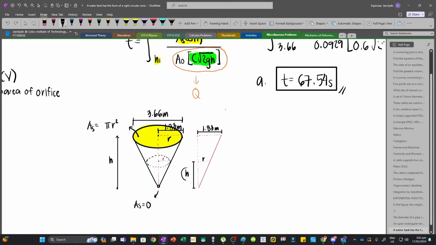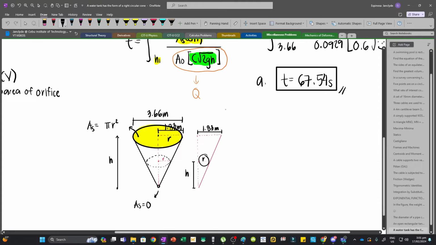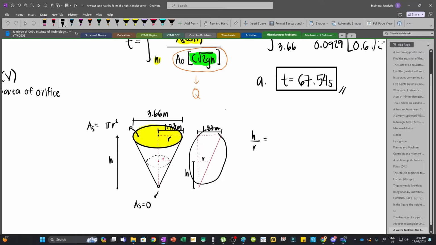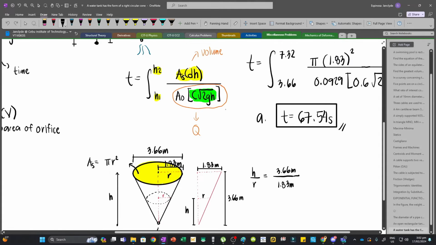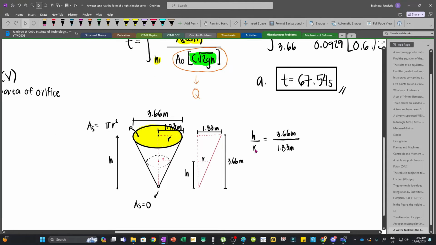And so let's relate the height over the radius. Now, for this small triangle, we have H over R. And then for the bigger triangle, we have our height, this is 3.66. And then our radius is 1.83 meters. Now, by the way, we are doing this para we can express R in terms of H. Kasi diba, sa integral equation natin, yung variable na ini-integrate natin is h. And so that's why we have to express r in terms of h para ma-integrate ng calculators natin.